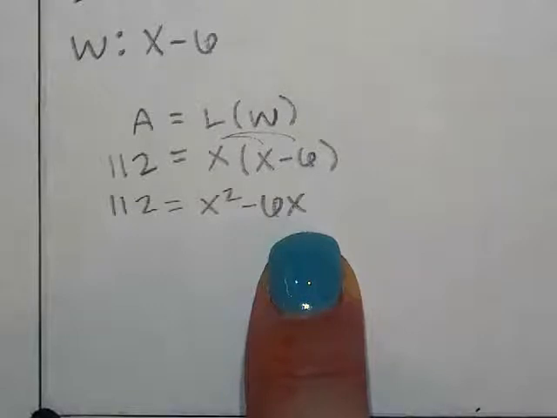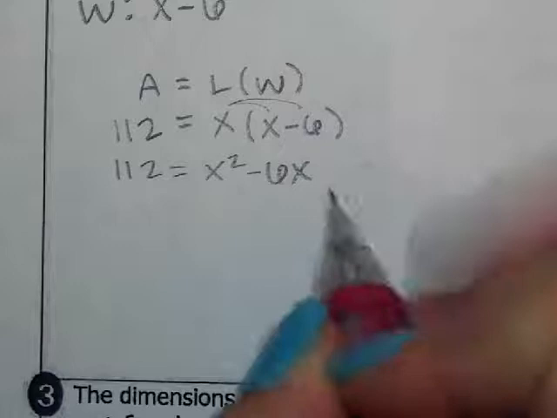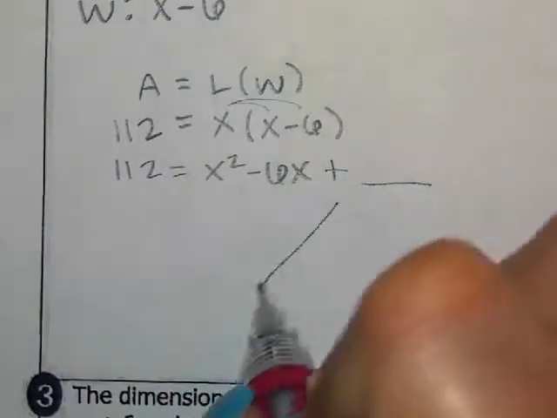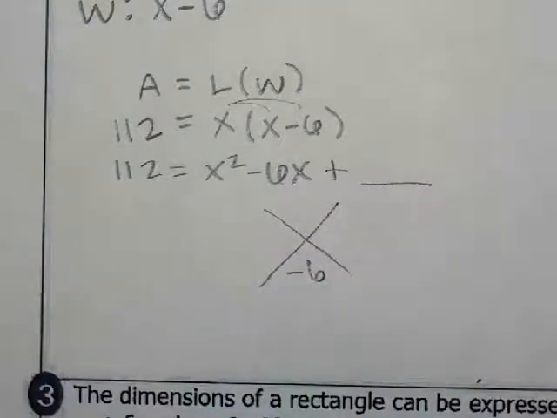Do you want to solve by completing the square? Or do you guys want to solve with the quadratic formula? It is up to you. You guys want to do completing the square? Okay. So we have x squared minus 6x. How do we do the completing the square process? So I'm going to leave my blank here. I'm going to say I've got the negative 6 down here. And then what do I do?